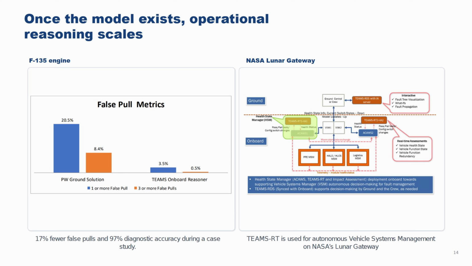In addition, Teams RT, as well as Teams in general, is used in a wide variety of NASA projects, but in particular on NASA's Lunar Gateway. The system modeled there is extremely extensive, but RT performs extremely well at millisecond scale speeds. That system includes tens, if not hundreds of thousands of components. So once the model exists, computation is pretty cheap, but the point of expense is generally in creating the model in the first place.